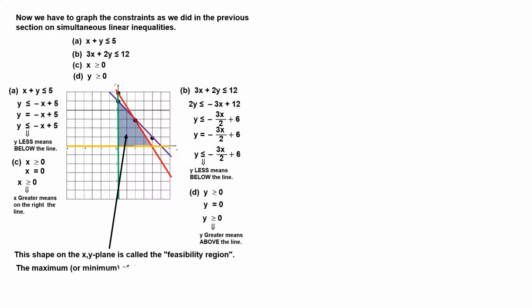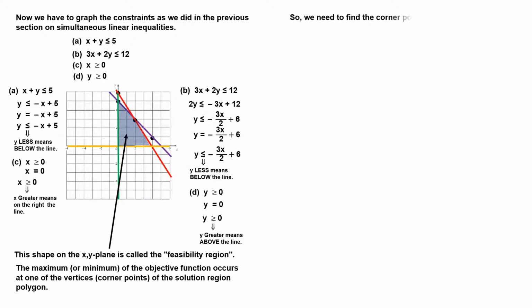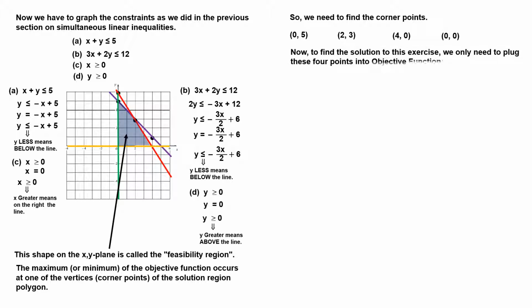The maximum or minimum of the objective function occurs at one of the vertices, corner points, of the solution region polygon. So we need to find the corner points. These are the corner points. Now, to find the solution to this exercise, we only need to plug these 4 points into the objective function.